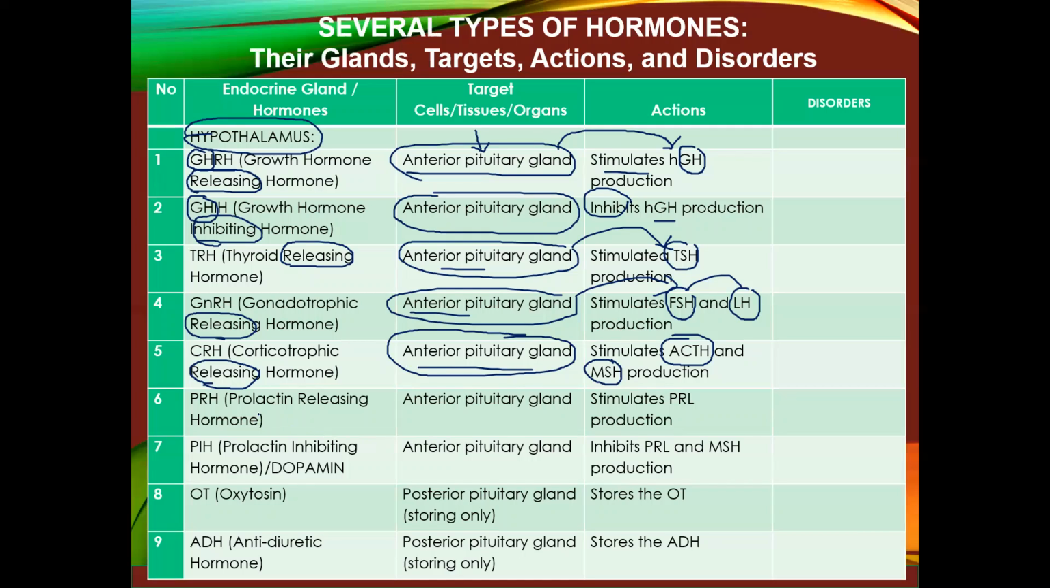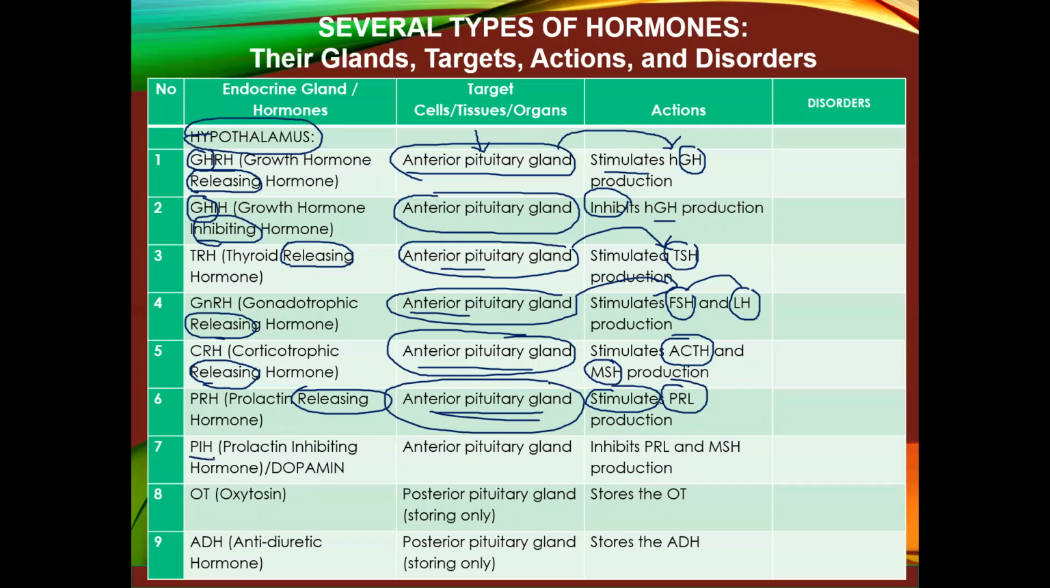The next one is prolactin releasing hormone or releasing factor. So this is releasing, and the action will be to stimulate prolactin production, and prolactin is produced by the anterior pituitary gland. Therefore, the target for this prolactin releasing factor or prolactin releasing hormone will be the anterior pituitary gland.